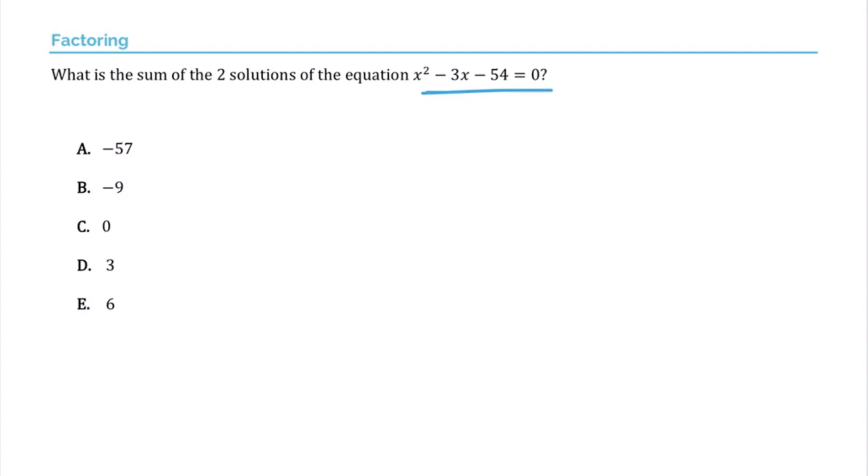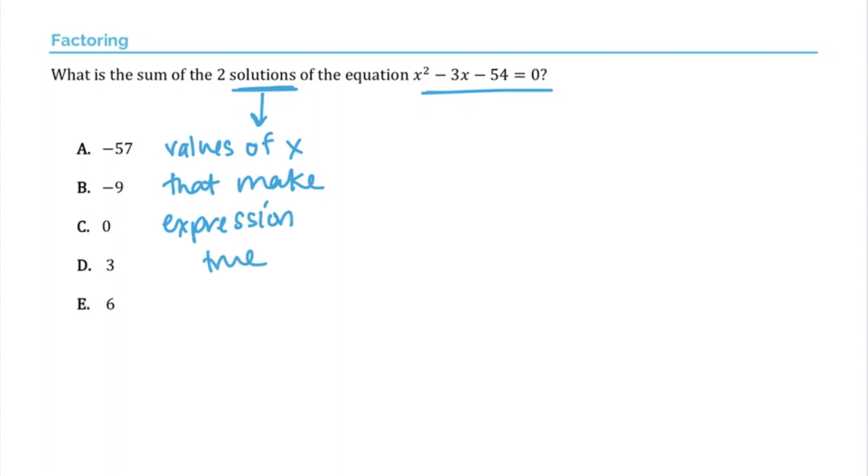So remember, anytime they ask you for solutions, what does that mean? So solutions are going to be values of x that make the expression true. So it's basically asking what can we plug in for x in those spots so that when you square the x and then subtract when you've multiplied it by 3 and then subtract 54 that it equals 0. Right? Basically, what can we put in there for x where that equation will be true?